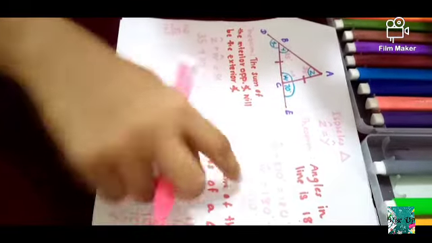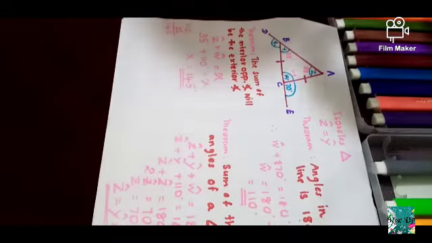So we found X, we found W, and Z and Y are the same value. So children, this question is very easy.